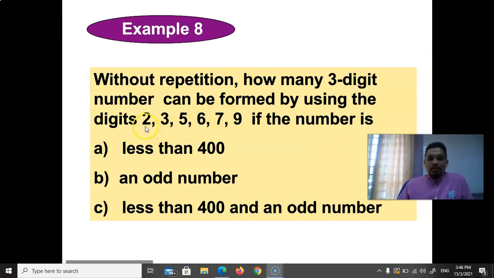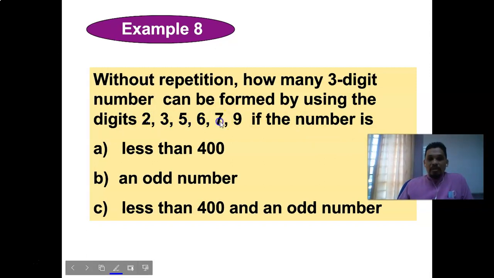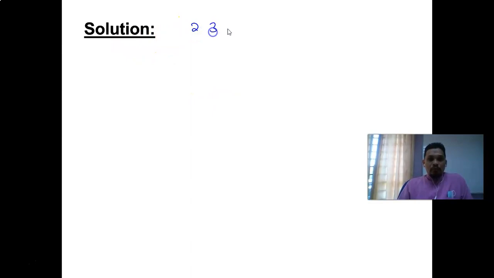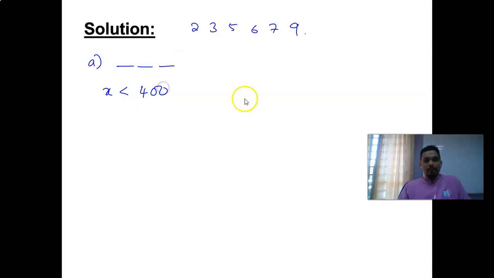We have the digits 2, 3, 5, 6, 7, and 9, and we're going to form 3-digit numbers which are less than 400 and so on. So again, the numbers are 2, 3, 5, 6, 7, and 9. The first question here: we form a 3-digit number X which is less than 400.